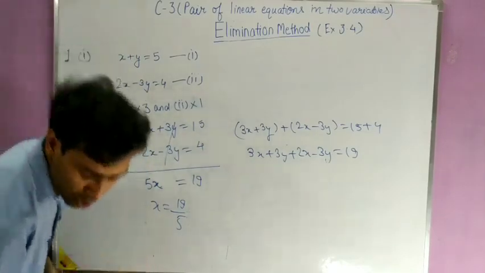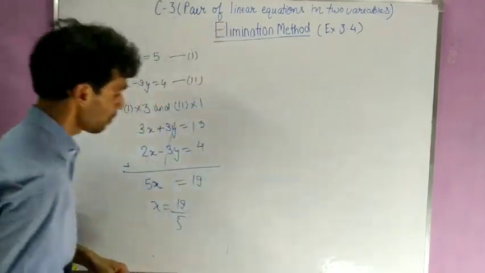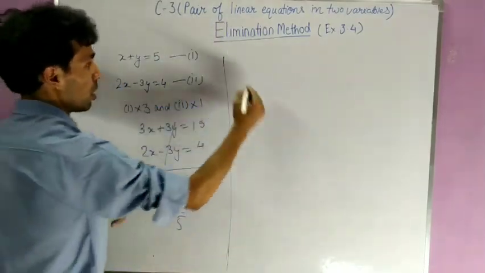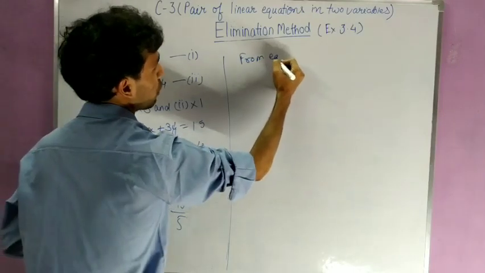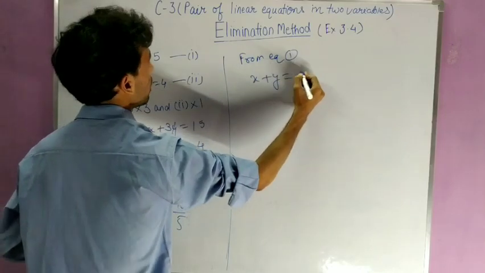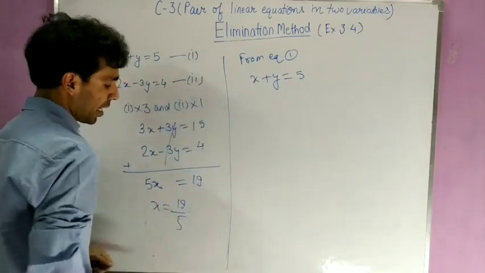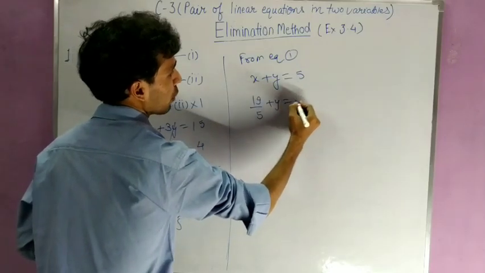Now you got the value of x, and you want to calculate the value of y. From any equation you can get the value of y. So from equation 1, I can say x plus y equal to 5. Put the value of x here. So 19 by 5 plus y equal to 5.